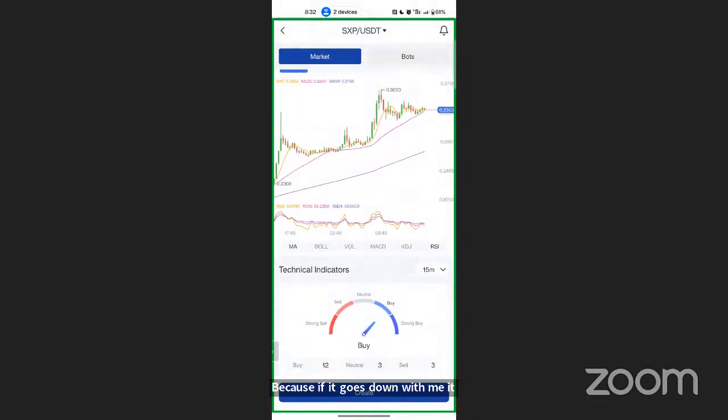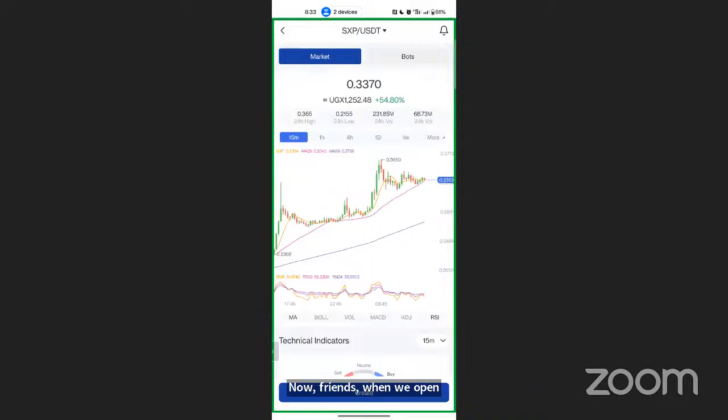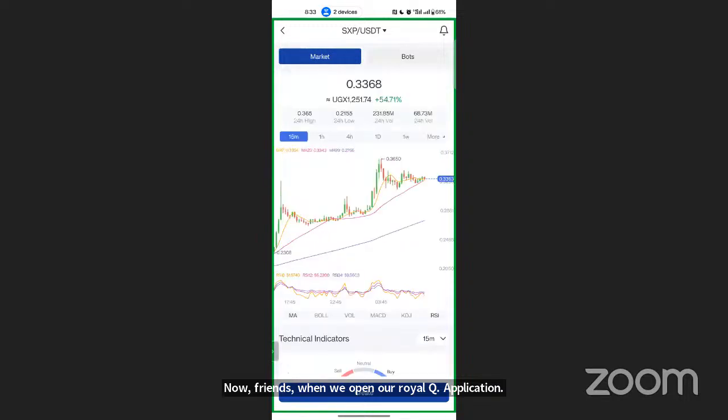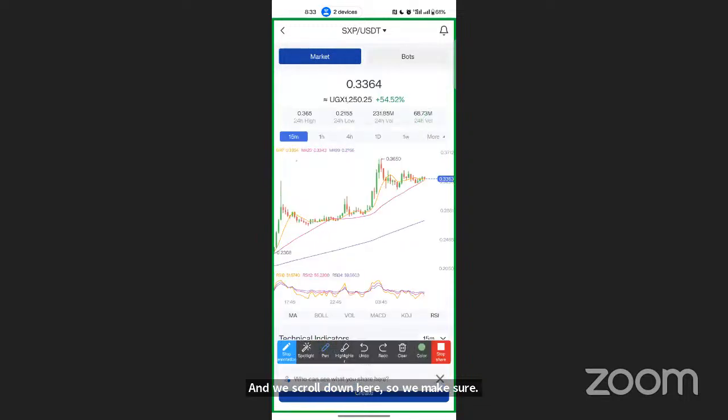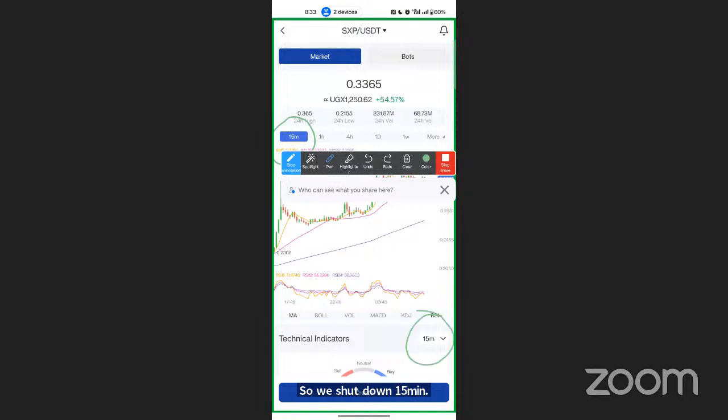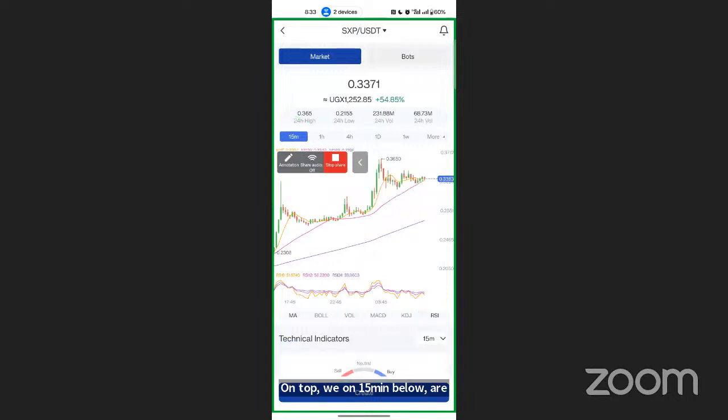Now, friends, when we open our royalq application and we scroll down here, we make sure, for example, we want to trade in 15 minutes. So we shall tap on 15 minutes there. Then on technical indicators also here, we shall make sure we are in 15 minutes. Are we following? So we are in 15 minutes on top, and in 15 minutes below. Can I get a yes in the chat? Because now we are in practicals.